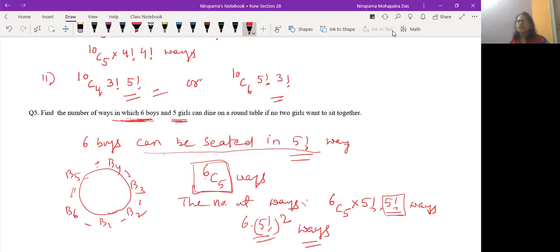Is it clear? Circular permutations, 2 types we have studied, and these are some of the questions based on the concept we have studied.